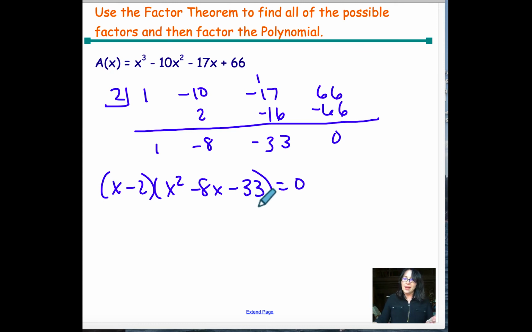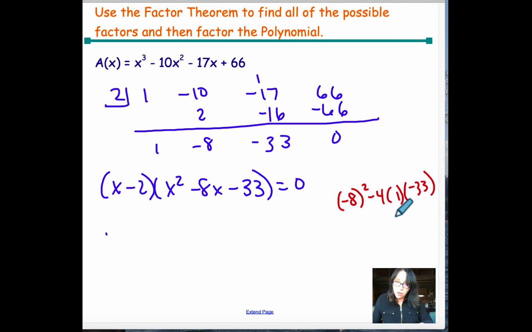And so now you have to ask yourself, this is kind of tricky. If I'm looking for factors, one of my factors is x minus 2. This is another factor, but is this actually factorable? We should use our discriminant shortcut. Let's just check. B squared, which is negative 8 squared, minus 4 times a times c, which is negative 33.